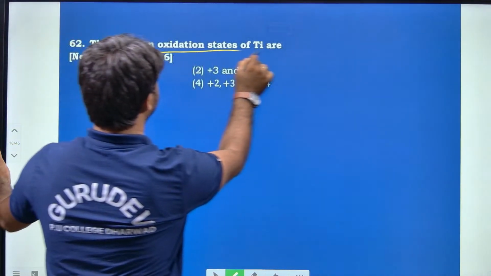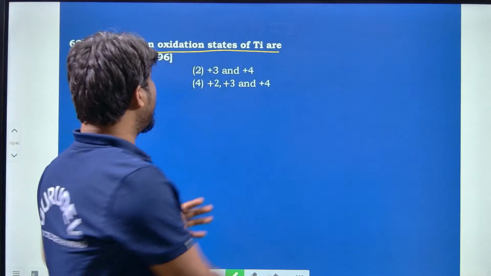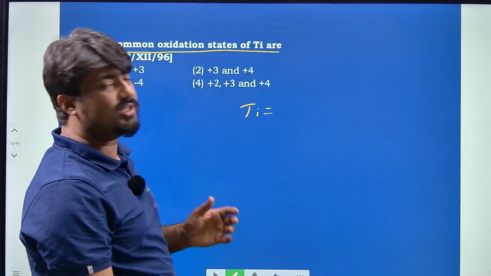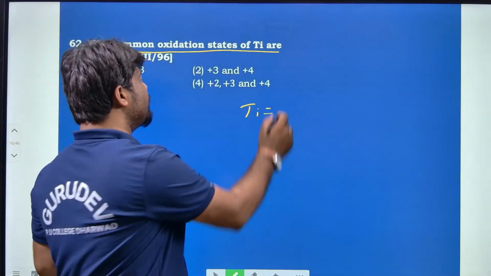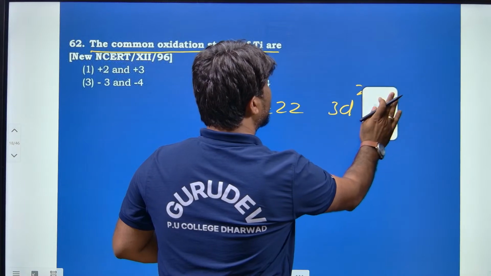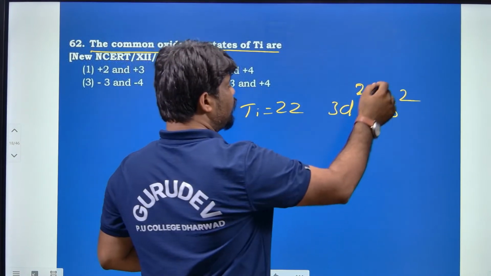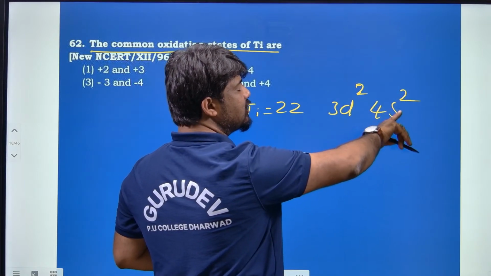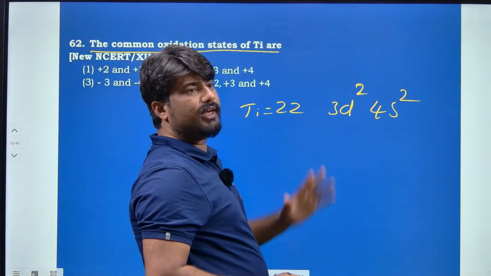The common oxidation states of titanium. We know that titanium is a d-block element. It comes in the 3d series. The first element is scandium, the second one is titanium. Titanium's atomic number is 22. If you write the electronic configuration, it is 3d2 4s2. We can't remove just one electron, because then the s orbital would have only one electron. Directly you can remove two electrons.